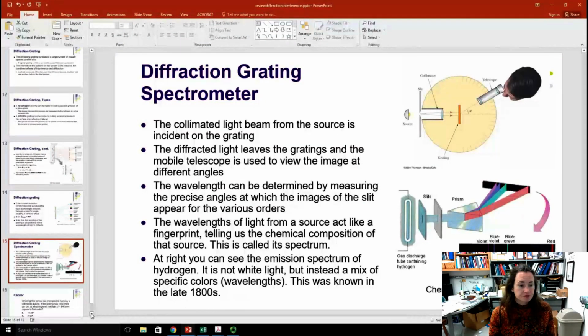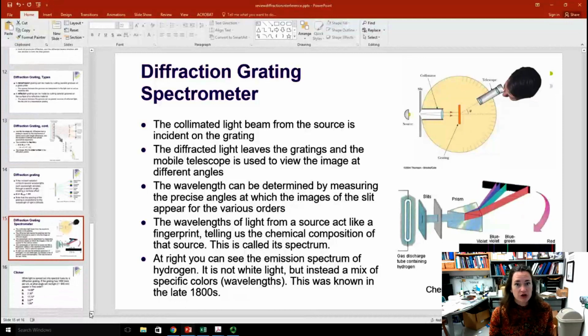Okay, well, I hope that's clear. We're going to revisit the idea of why the light from specific sources like excited hydrogen isn't a rainbow later. So hold on to your hats for that one, and I'll see you in class.